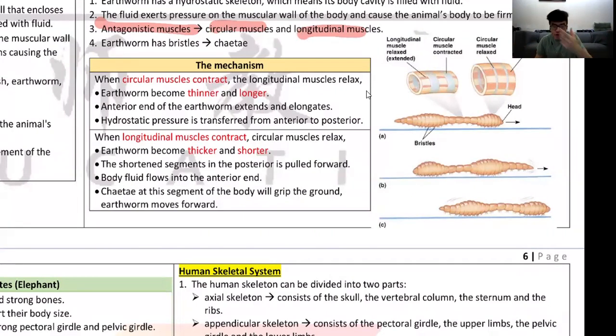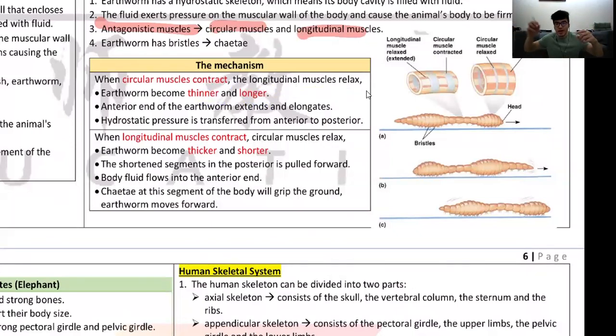So to move the front part forward, they will need to contract their circular muscle. That means to squeeze the balloon. When they squeeze the balloon, they become thin and long. See, the longitudinal muscle relaxes, so the balloon becomes long.